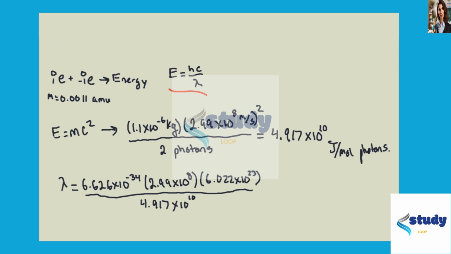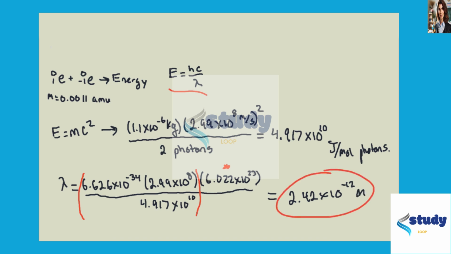So to complete this setup, this portion is the portion that's listed in our equation, and we're multiplying by Avogadro's number because, again, the energy that we solved was in terms of moles of photons. We just want to consider this in terms of an individual photon. So the wavelength that comes out of this is 2.42 times 10 to the negative 12th meters. And that's going to be the wavelength of each photon that comes out of this collision of a positron and an electron.